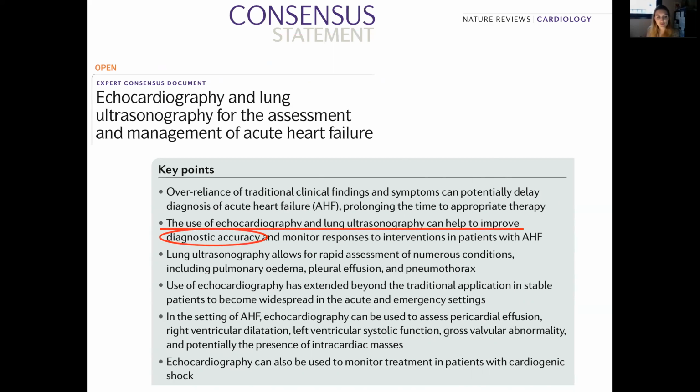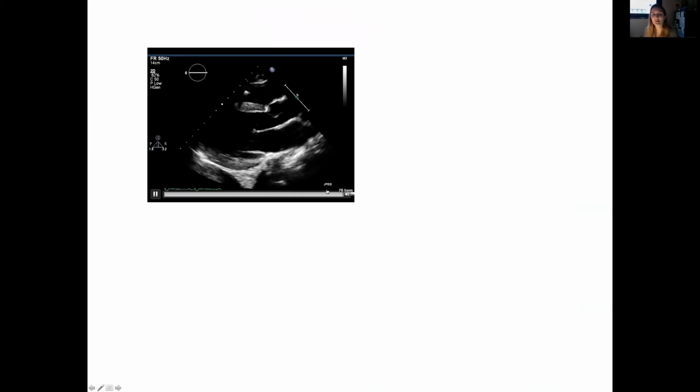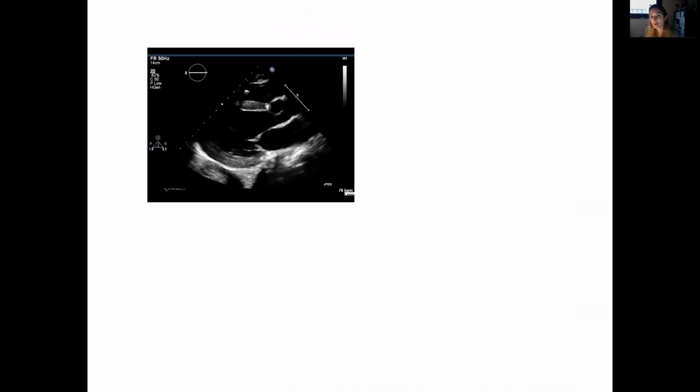So again, it's used for diagnostic monitor response in acute heart failure. From a practical point of view, if you see a patient with this kind of heart, this is a parasternal long axis view, this is the left ventricle, the mitral valve, the left atrium, the aortic valve. In this case, if this patient comes with acute dyspnea, it's not so difficult to guess that this patient may have an acute heart failure.